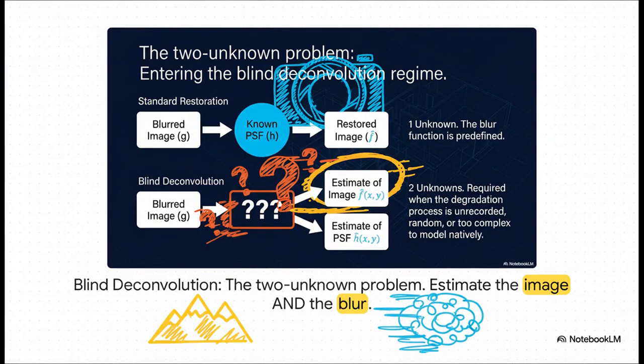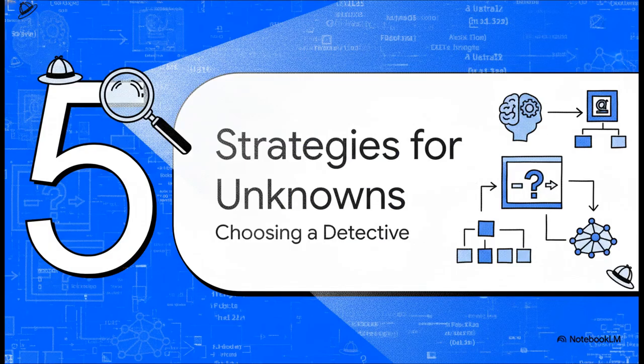This is what's known as the two unknown problem, or officially, blind deconvolution, and this is where things get incredibly difficult. We don't just have to figure out the original image, we also have to figure out the exact degradation process that messed it up in the first place. We're solving for two unknowns at the same time, with only one piece of evidence, the blurry picture. It's a huge challenge.